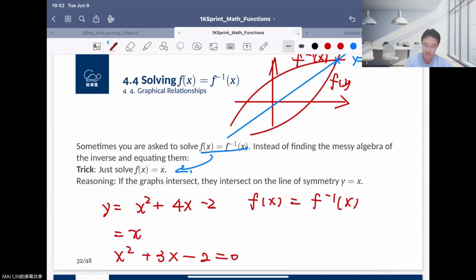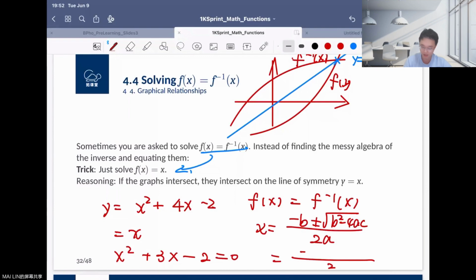Then you can find that x equals negative b plus or minus the square root of b squared minus 4ac, all over 2a, right? So you can put the values in: negative 3 plus or minus the square root of, here b squared is 9, and minus 4 times a times c is minus 4 times 1 times negative 2, so it is plus 8. So the value here is negative 3 plus or minus square root 17, over 2. That is the exact value, and you can find the exact solutions here.